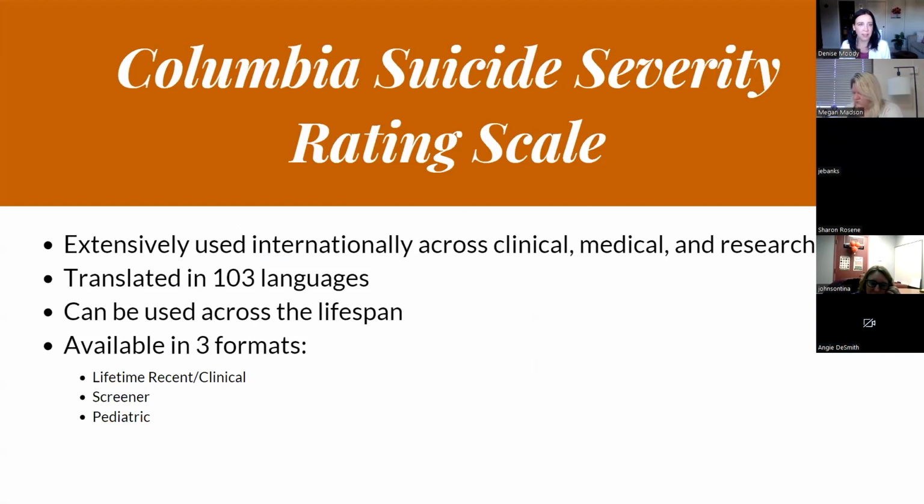But we are going to shift and talk about the use of the Columbia Suicide Severity Rating Scale. This has been extensively used internationally across clinical, medical, and research settings. So this is not a school-specific tool. This is what they use in the emergency room all over the country. This is what some of our police officers, at least in my community, have been trained in. It's a widely used tool, translated in 103 languages, and can be used across the lifespan.